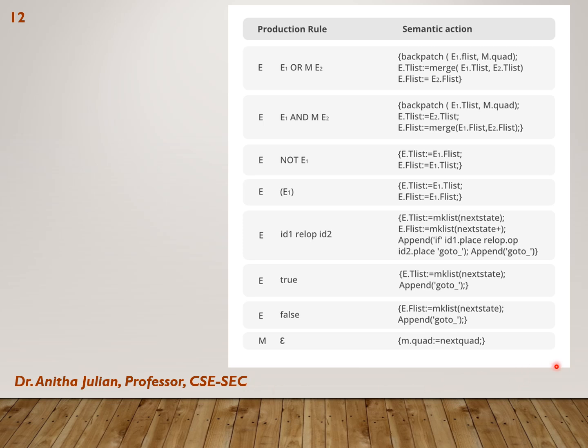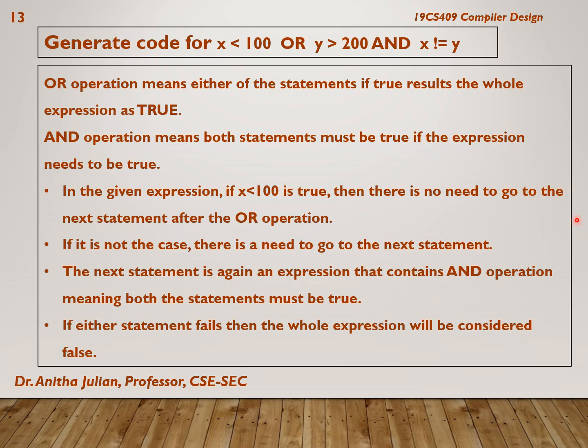Now using these rules, I will be able to easily write the labels, how to generate the labels. The question will be: generate code for x less than 100 or y greater than 200 and x not equal to y. So three different Boolean expressions are there. We have an OR operation and an AND operation. Supposing the first condition is true, since it is the OR operation, we don't need to bother about what is in the next part.